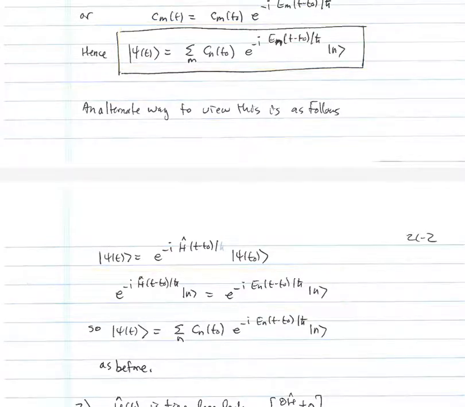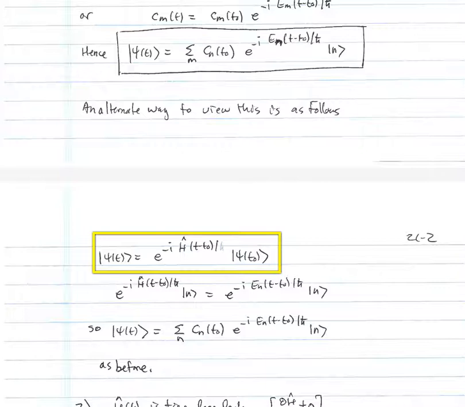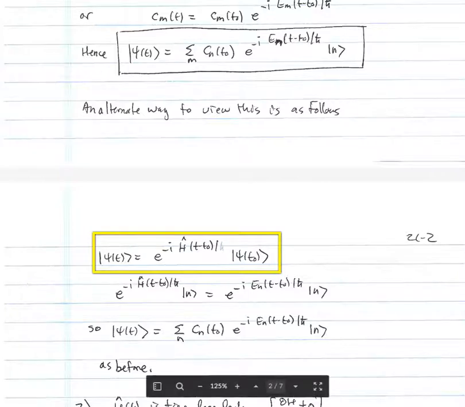That expression does not depend on n. The operator is independent of n, so I can pull it out of the summation. What's left in the summation then is the sum over n Cn of t0 times the ket n. Well, that's just psi of t0. So indeed, we can rewrite this expression as e to the minus i H hat t minus t0 over h bar multiplied by the ket psi of t0.